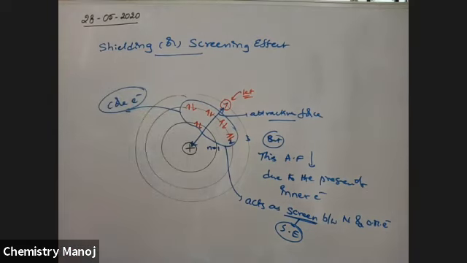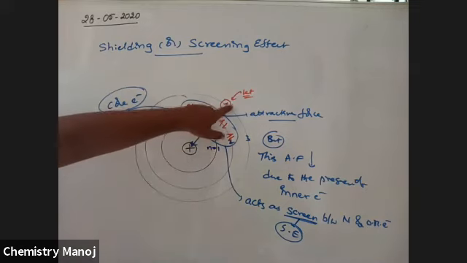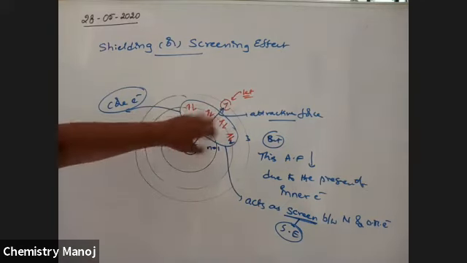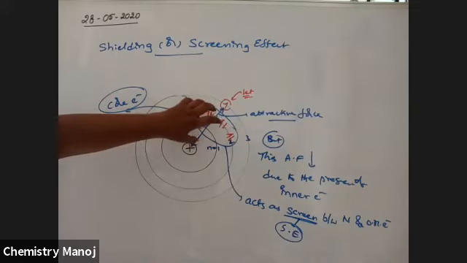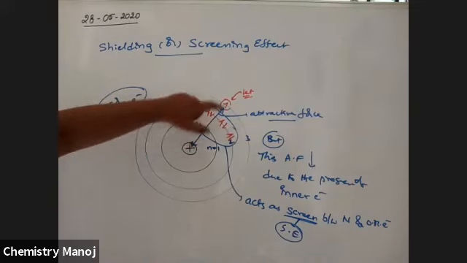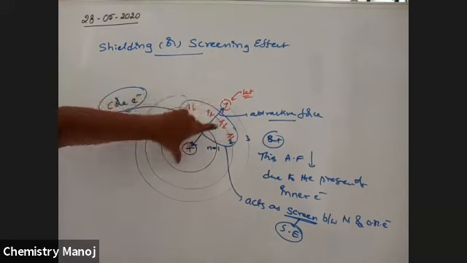These inner electrons are also called core electrons. Core electrons decrease the nuclear attraction over the outermost electron. That means these electrons act as a screen between these two atoms. As electrons increase, the screen increases. As electrons decrease, the screen decreases. As the screen decreases, attraction increases.